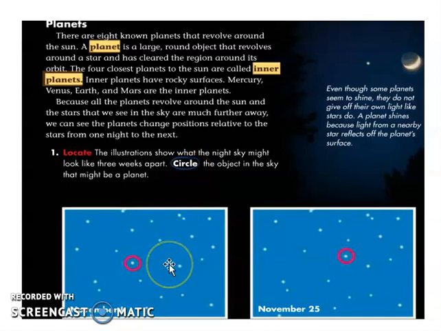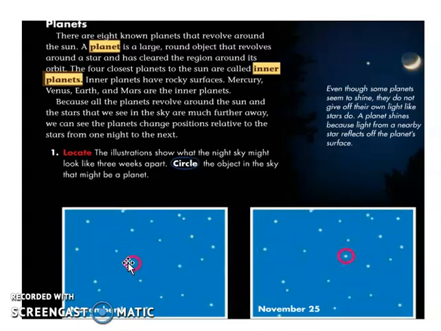So if you can observe, on November 4, the location of this circled object is here. But on November 25, 3 weeks later, this one is here now. So there is a difference in the location. Can you conclude something about this? The possible answer is that the reason this object is moving is that it might be a planet.